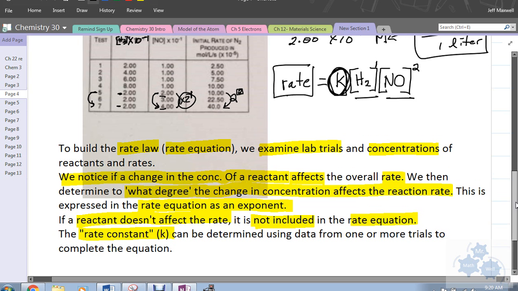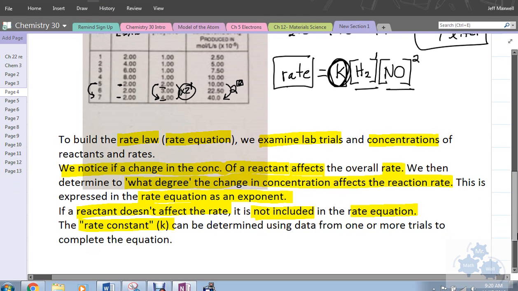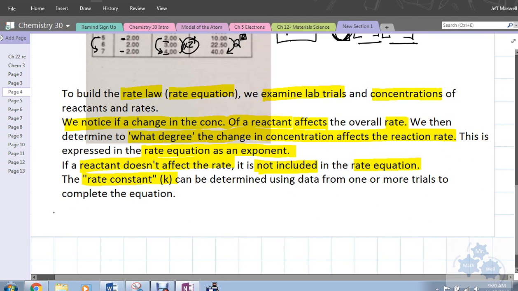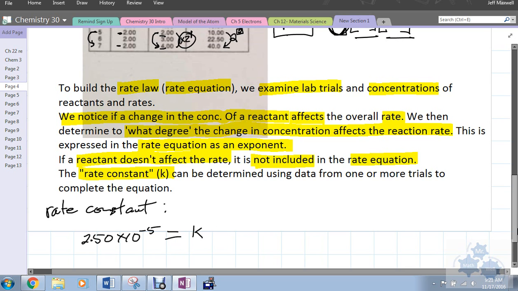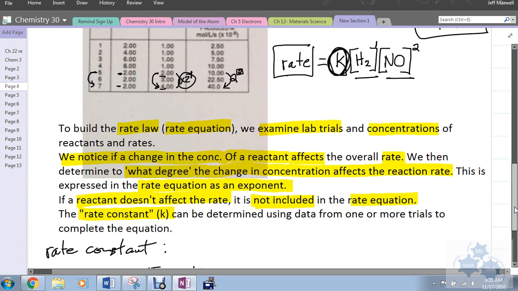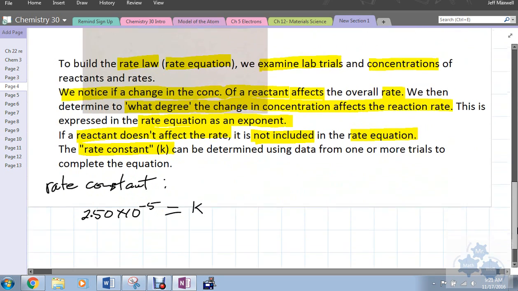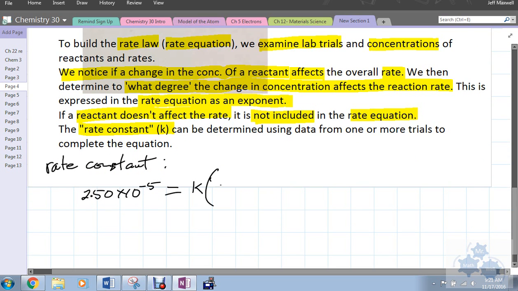And so what do we put in here? The rate is 2.5 times 10 to the negative 5. So let's do this here. The rate constant: 2.50 times 10 to the negative 5 equals some value K, and that's what we're determining, times, now let's use the concentration of hydrogen, which is 2 times 10 to the negative 1, or 0.200. And that's to the power of 1, right? You don't have to write that, but it's to the power of 1.